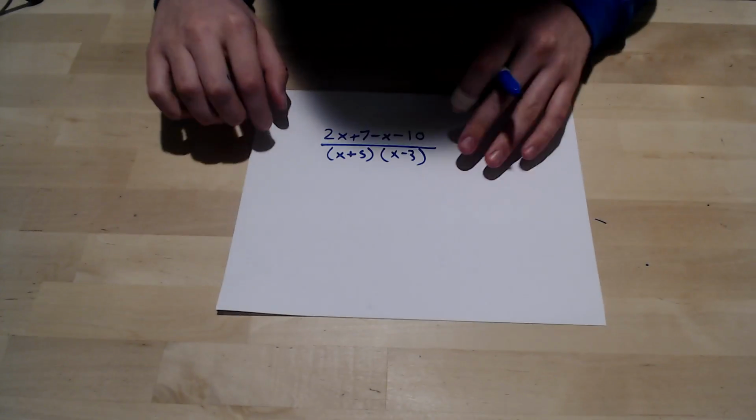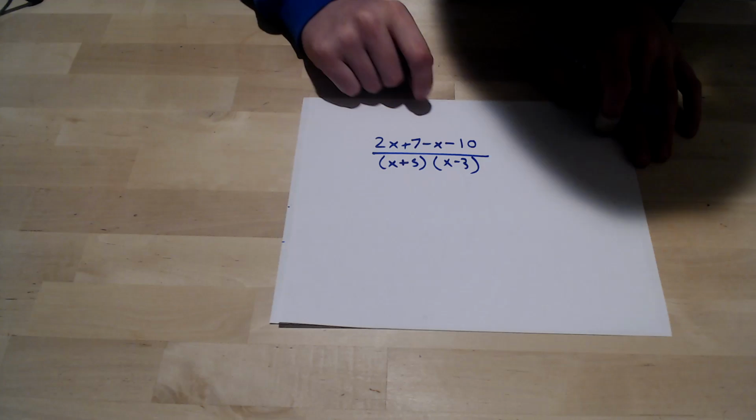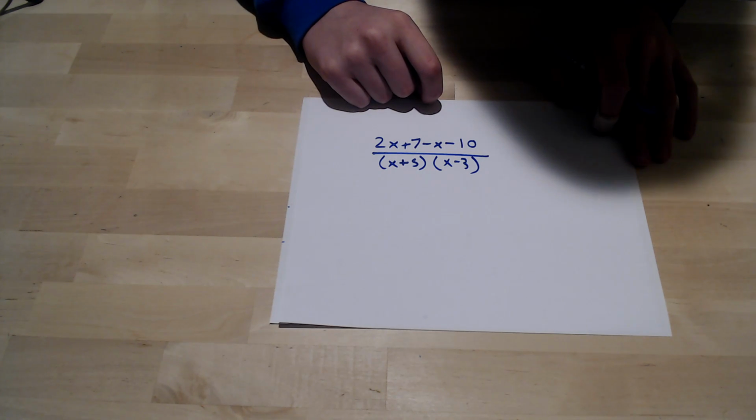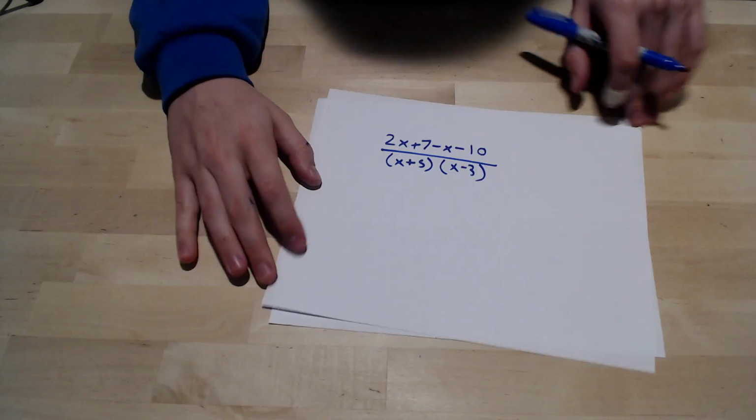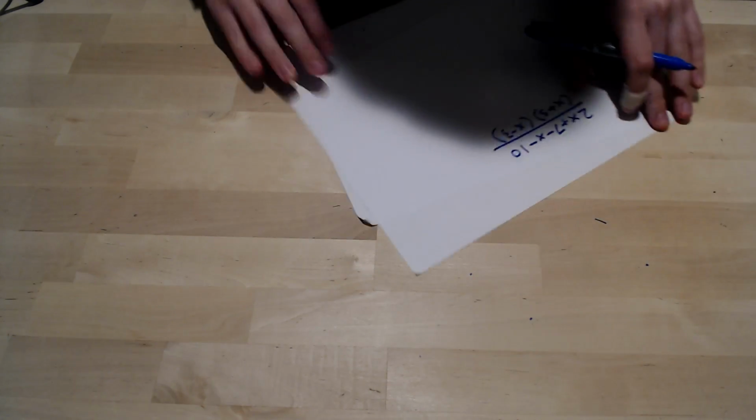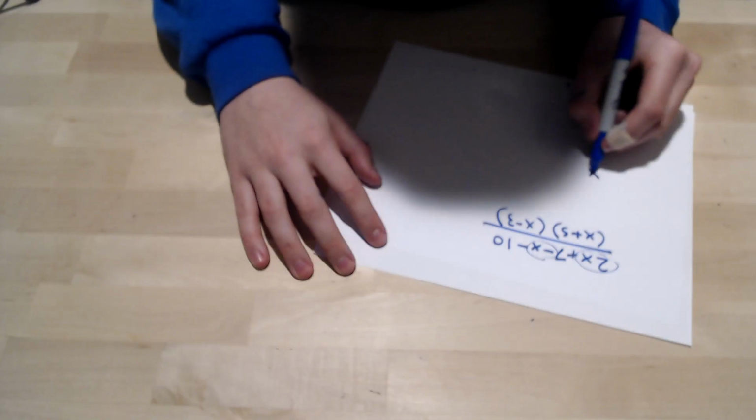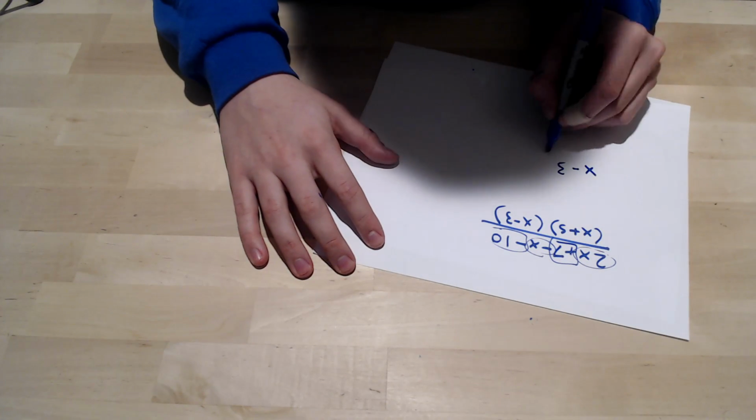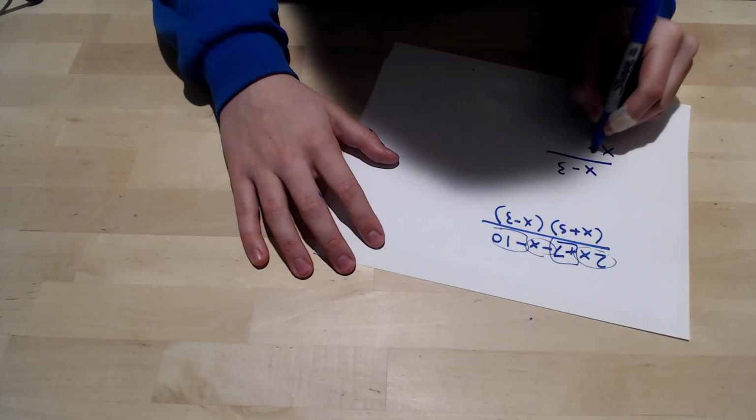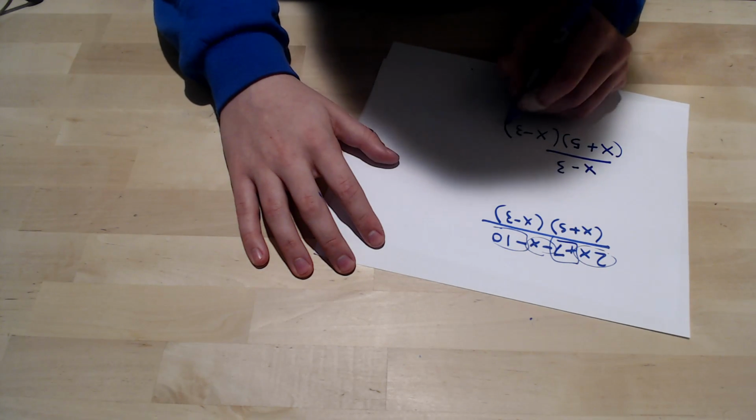So our newly combined fraction here, 2x plus 7 minus x minus 10 over (5 plus x) times (x minus 3), we can simplify the numerators. So, just adding them. So here, 2x minus x, just x. 7 minus 10 is negative 3. So (x minus 3) over (x plus 5)(x minus 3).